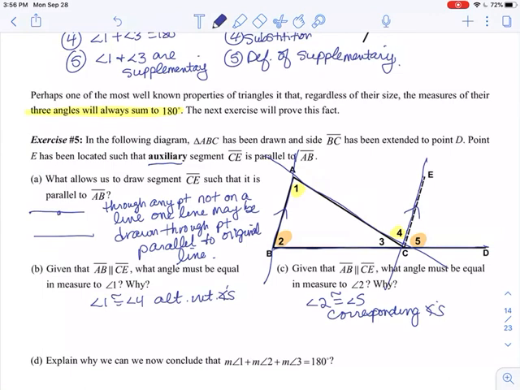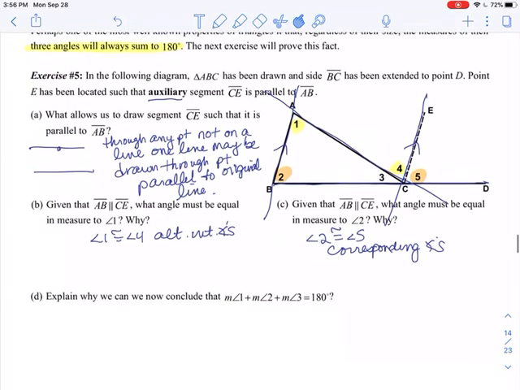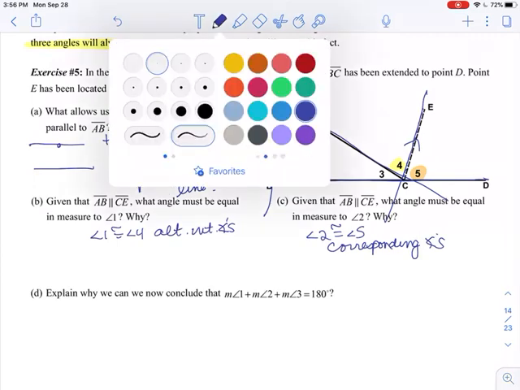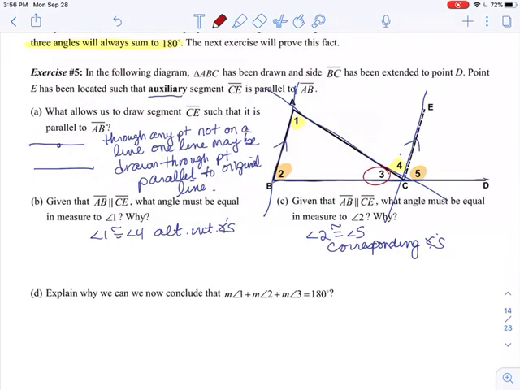Now why can we conclude that angle 1 plus angle 2 plus angle 3 equals 180? Well, look at angle 3, 4, and 5, and I am going to circle them in red. Angle 3, angle 4, and angle 5 all form this line. So angle 3 plus angle 4 plus angle 5 equals 180. Why? They form a line. Well, that's nice, but they wanted me to prove angle 1 plus angle 2 plus angle 3 equals 180.